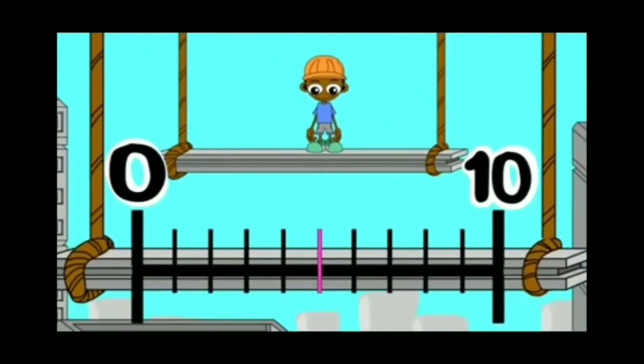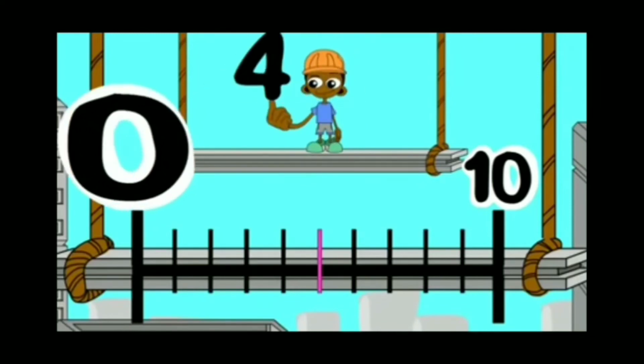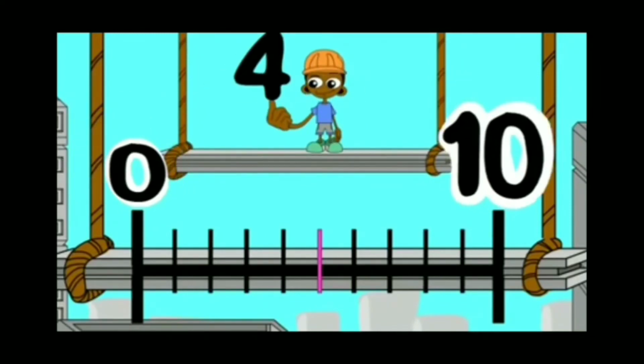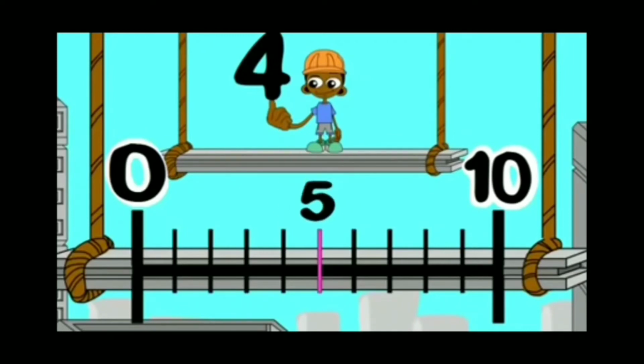Sometimes the nearest tens is 0. Let's round 4 to the nearest tens. The benchmarks are 0 and 10. The midpoint is 5, and 4 is less than 5. So 4 rounds down to 0.